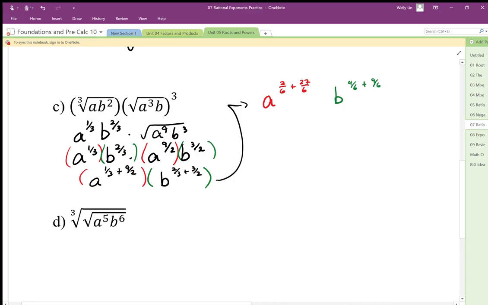Okay, and then my final step is I'm going to add those together. I get a to the power 29/6. Okay, and then I end up with b to the power 13/6. Okay, so there's my final answer here. Now I could have done this with a common index of 6 as well, and that would have allowed us to combine these roots together.